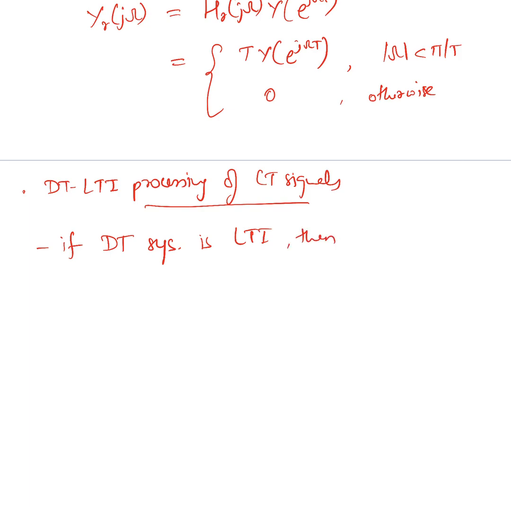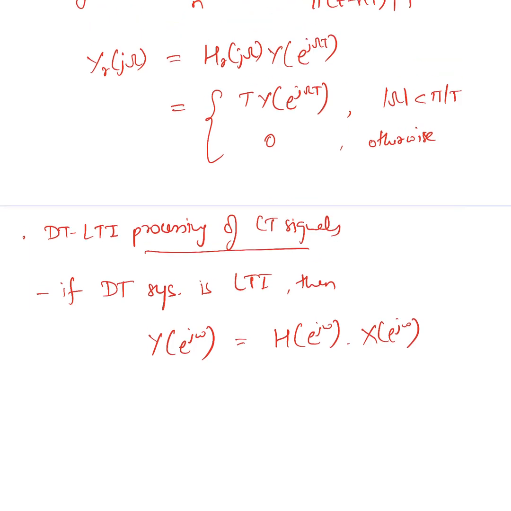then you can write Y of e to the power j omega, which is the discrete time Fourier transform of y of n, is equal to H of e to the power j omega times X of e to the power j omega, where H of e to the power j omega is the frequency domain impulse response of the discrete time LTI system, and X of e to the power j omega is the DTFT of the signal x of n. Okay? So now we substitute this into this one.